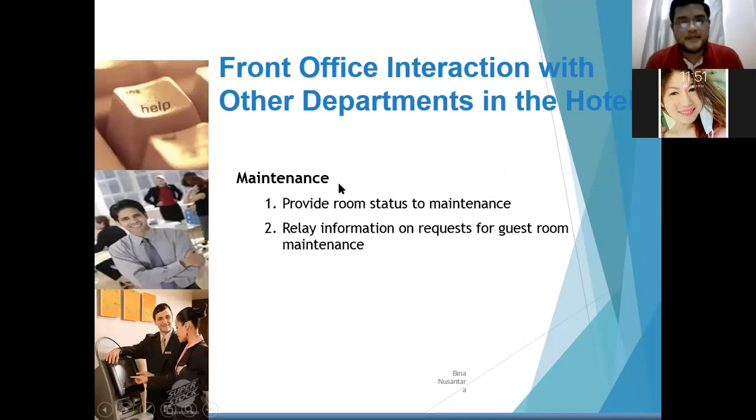Maintenance department is the engineering department, where these people will do all the fixing and repairs. Provide room status to maintenance. Just now I said, if you still remember, there are 5 types of room status. One of them is OOO, out of order. Out of order means the room has some defaults or faulties or problems. You will report this OOO status to maintenance, so that maintenance can do the repair. Relay information on request for guest room maintenance.